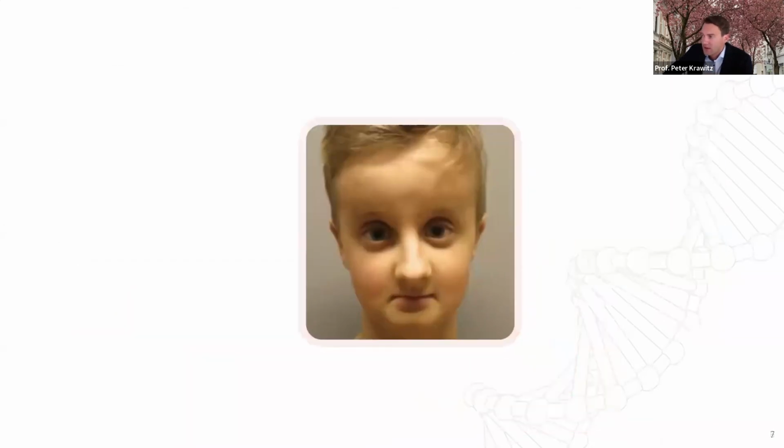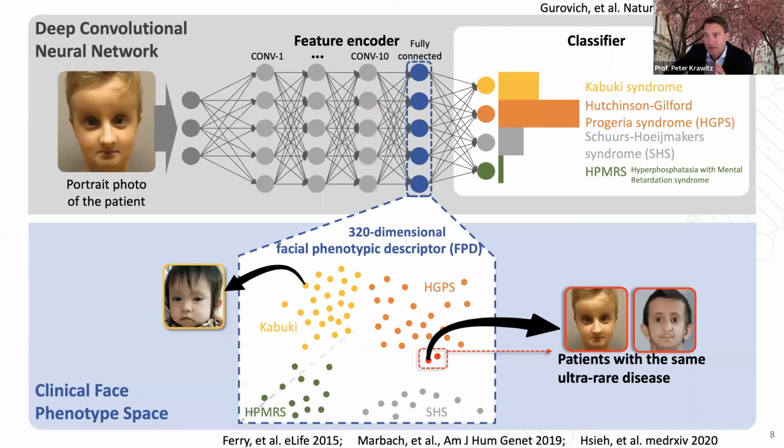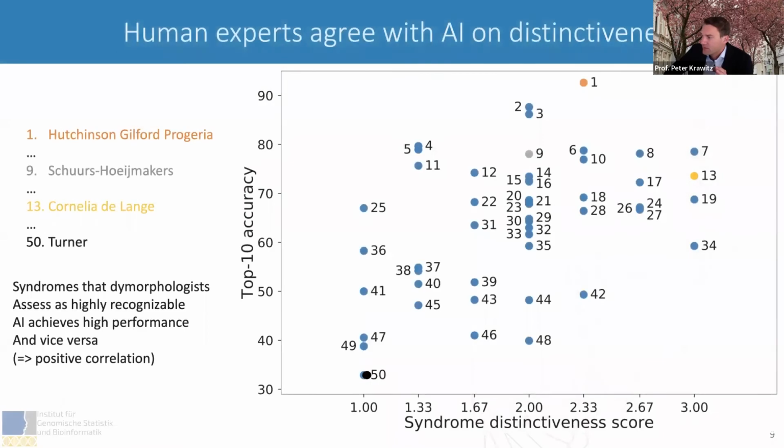Okay, now let's get back to our familiar case. And I'll walk you through a schematic neural network. So the neural network was trained with the known syndromes, Kabuki, Hutchinson-Gilford progeria syndrome, and several others, but not with this phenotype. So, oops.